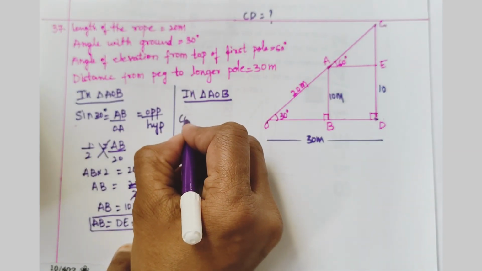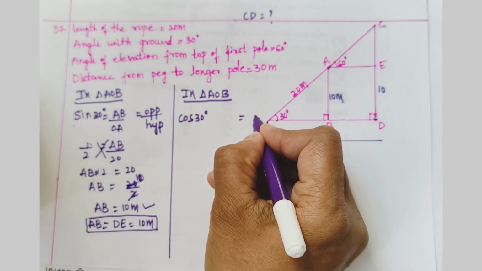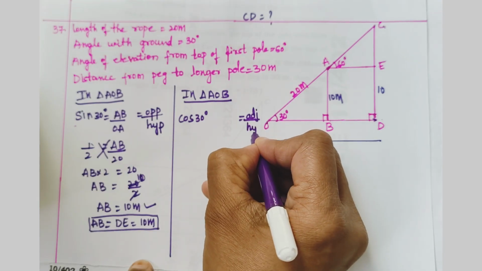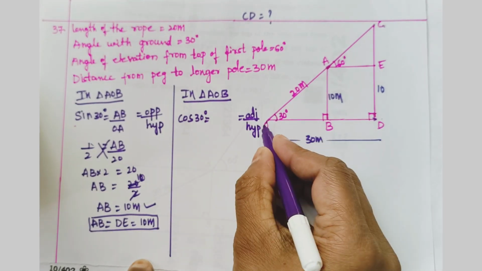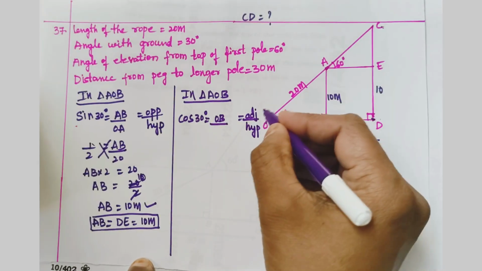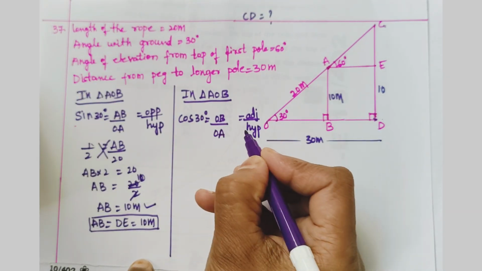So now we will take cos 30 degree. Cos means adjacent by hypotenuse. What is the adjacent? OB is the adjacent. What is the hypotenuse? OA is the hypotenuse.